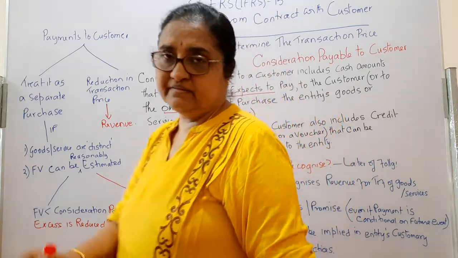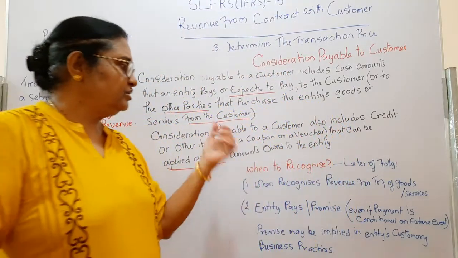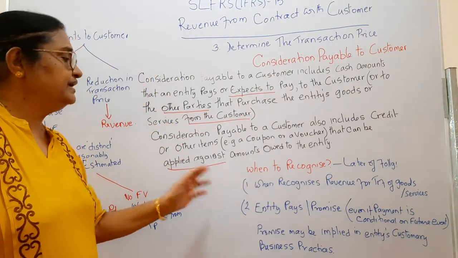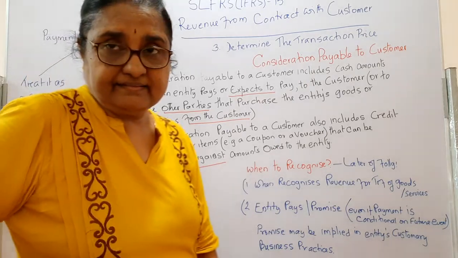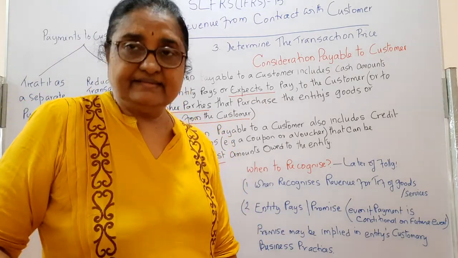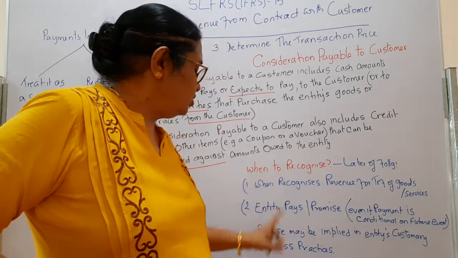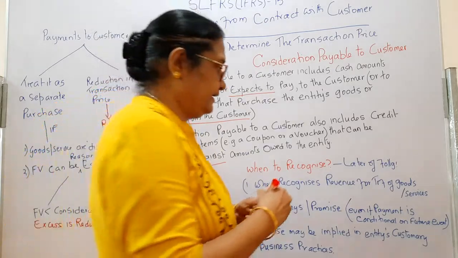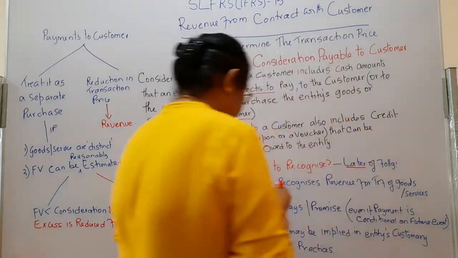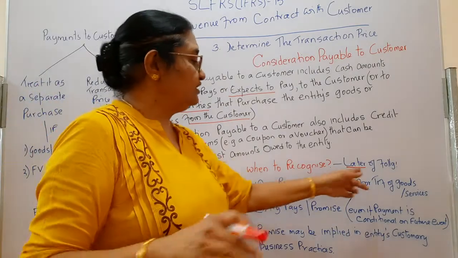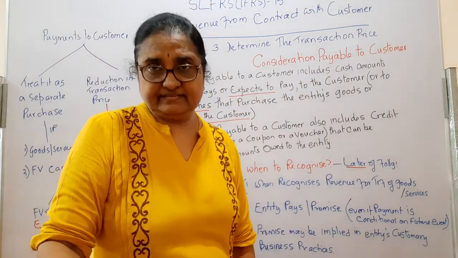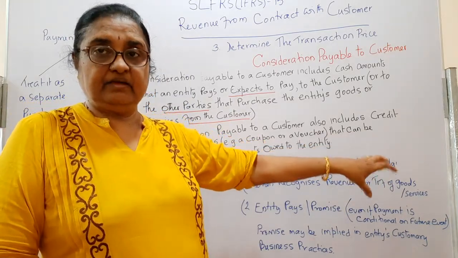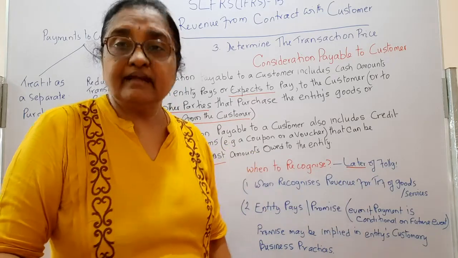So the next point comes in as, okay, we are going to reduce this transaction price. When can we do this? When can we recognize? The standard says the later of two events. Later date. What are the events? When you recognize revenue of transfer of goods and services. That means when you are satisfying the performance obligation and recognizing revenue, at that instant you can reduce the transaction price.